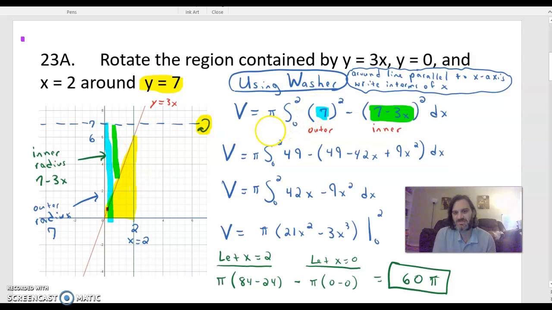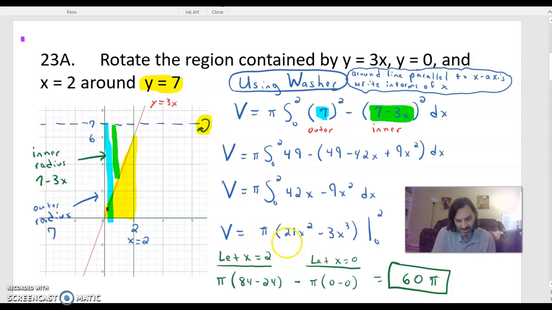So when we plug those in, we'll have pi, and it'll be from 0 to 2, the integral of 7 squared minus the quantity 7 minus 3x squared dx. We'll fold those out, collect like terms, and we'll have pi times the integral from 0 to 2 of 42x minus 9x squared dx. Integrate that.